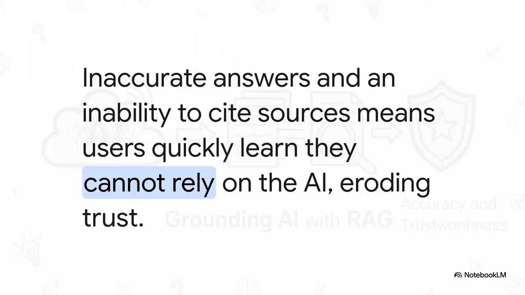So what's the end result of all these limitations? Well, it's pretty simple. A total breakdown in trust. When an AI keeps giving you inaccurate info or irrelevant answers, and it can't tell you where it got its information from, you just stop relying on it. And this is the exact problem that RAG was designed to fix.